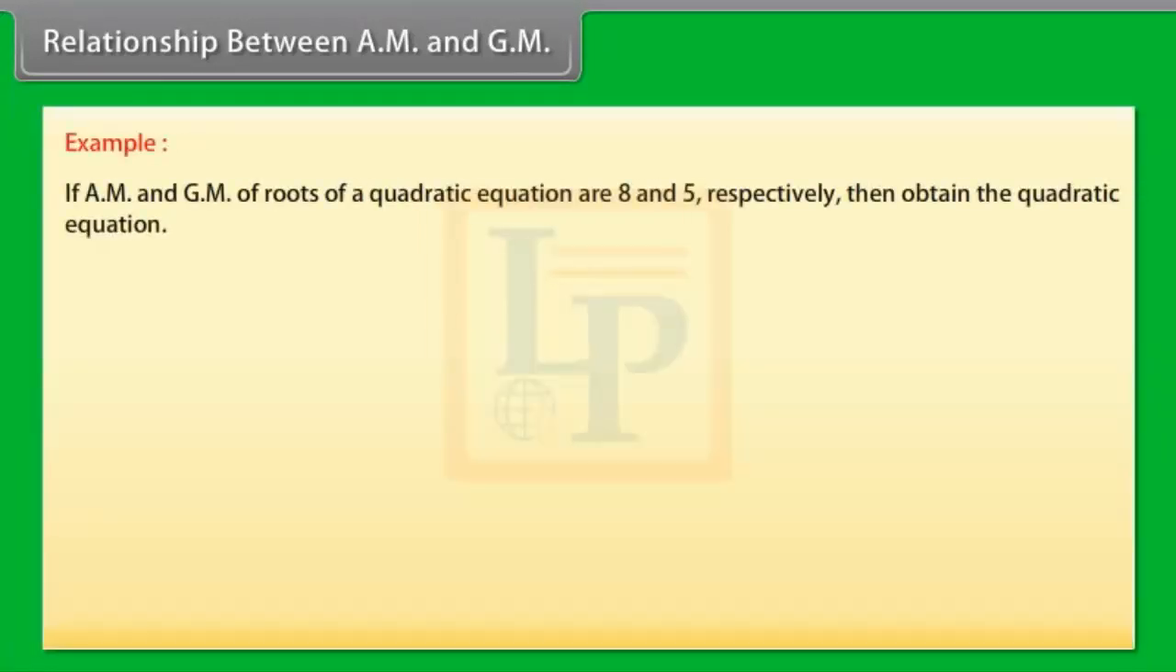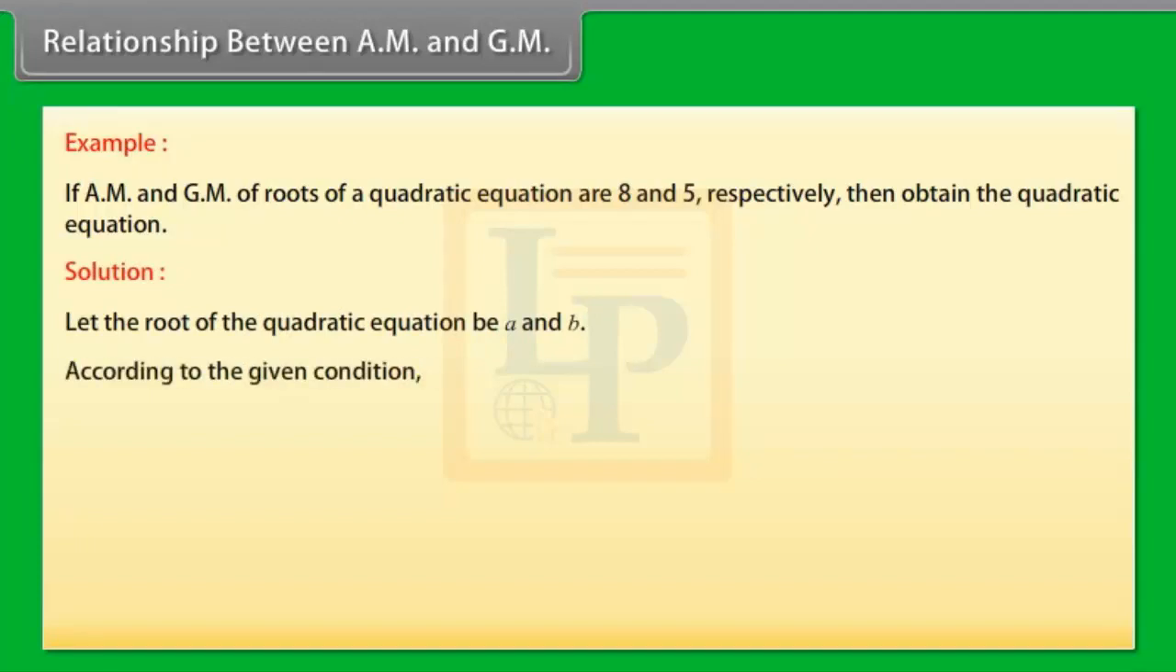Example. If the AM and GM of the roots of a quadratic equation are 8 and 5 respectively, then obtain the quadratic equation. Solution. Let the roots of the quadratic equation be A and B. According to the given condition, arithmetic mean, A plus B divided by 2, is equal to 8. It implies that A plus B is equal to 16. Let it be equation 1.